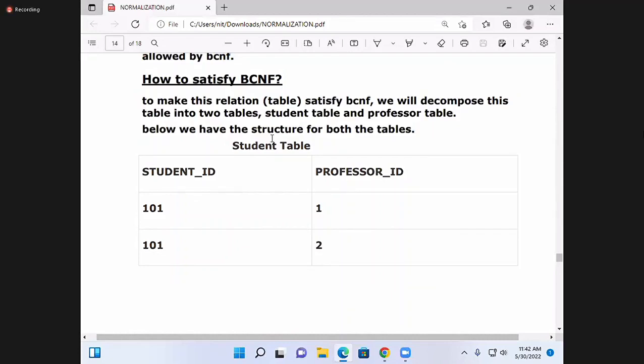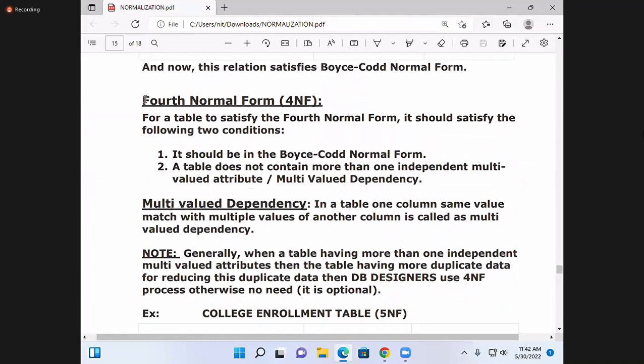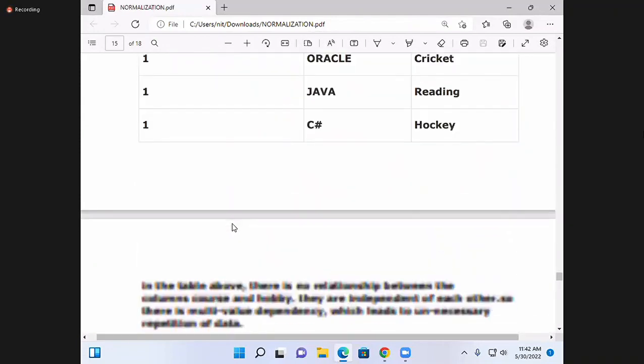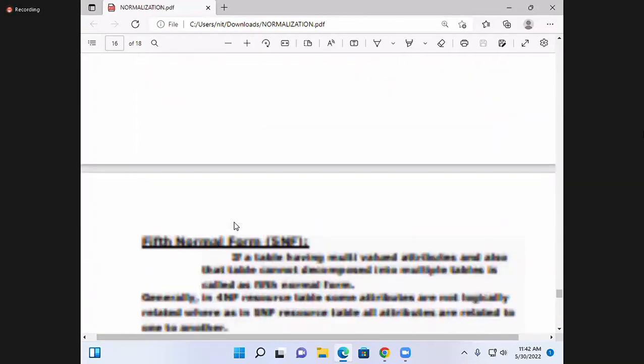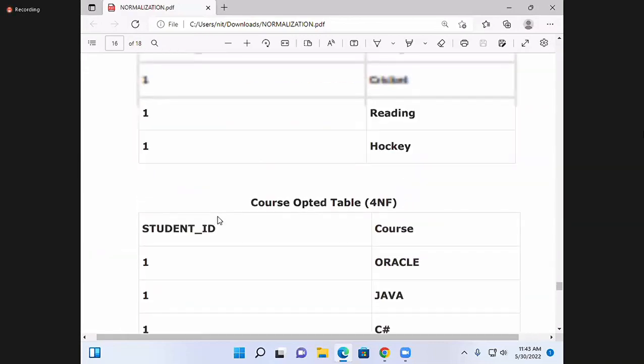These are the first normal form, second, third, and BCNF, the four main rules we should maintain when designing a database. Later there are two more, the fourth normal form and the fifth normal form. These two normalizations are optional. Why are they optional, sir? Why are they not mandatory? Let me come out and see.